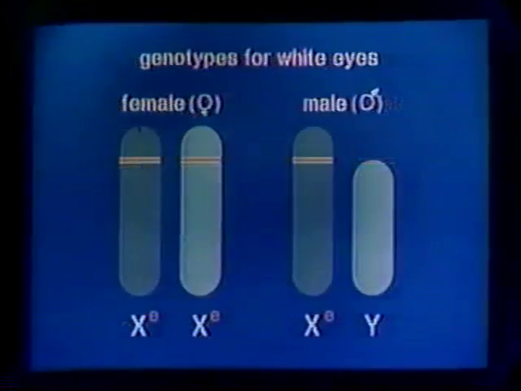And here are the genotypes for white eyes. In a female, white eyes will be produced only if both genes are recessive. In a male, the genotype is 1 recessive gene on the X chromosome and no gene for the trait on the Y. The ratios of white-eyed males and females to normal or wild red-eyed flies can be established by laboratory experiment.